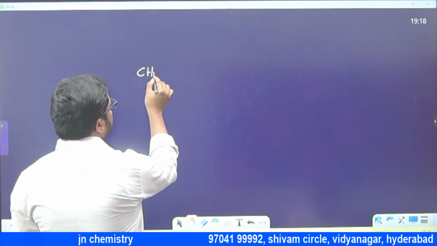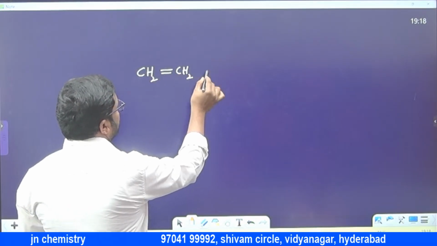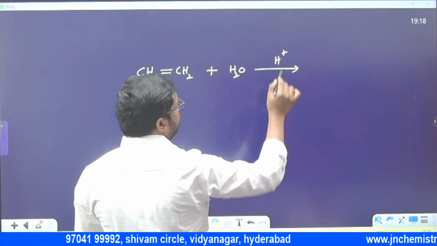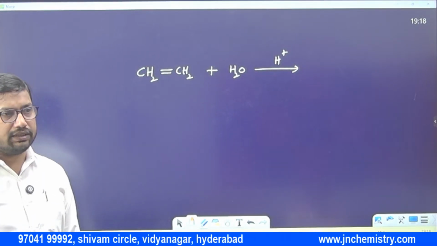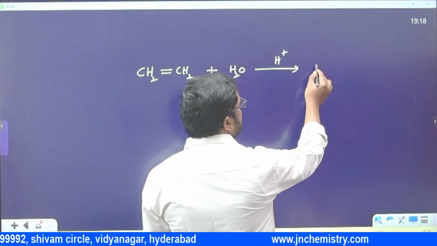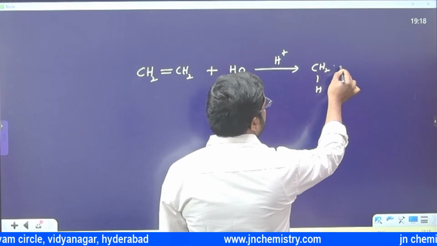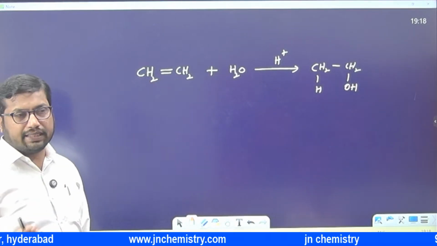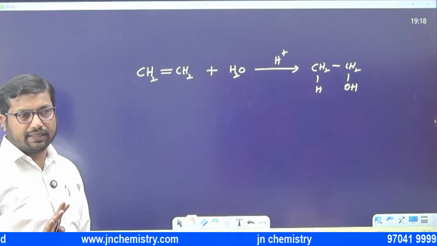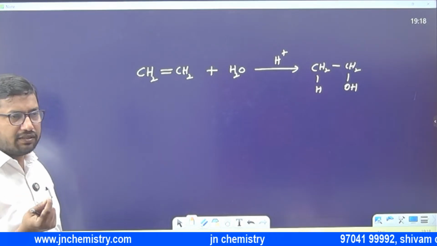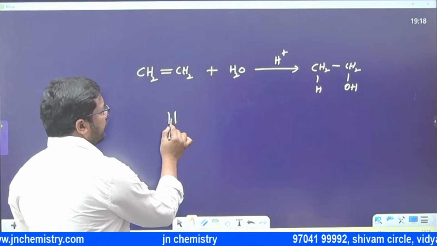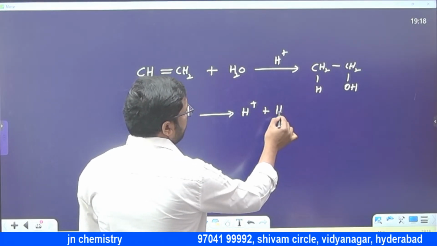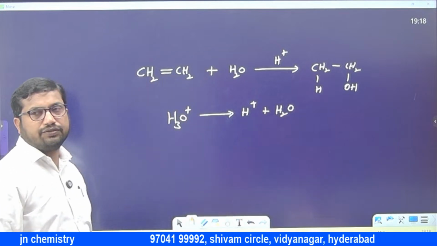Same alkenes when treating with water, H2O, in acidic medium, an electrophilic addition reaction takes place. We'll get the product CH2H, CH2OH. Same like HBr, where the Br attacks, at the same position OH attacks, but the mechanism is a bit different, everything else is the same. Generally we take H3O plus. H3O plus is H plus plus H2O. This is the electrophile, and water is the nucleophile.